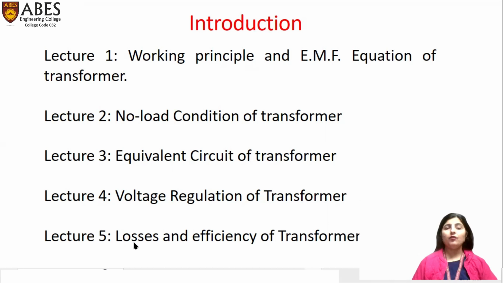In lecture 5, losses and efficiency of the transformer will be covered, in which we will discuss various types of losses which occur in the transformer, and then the expression of the efficiency of the transformer. Then we will also derive the condition of maximum efficiency of the transformer, in which we will obtain that for maximum efficiency, copper loss must be equal to iron loss, right?